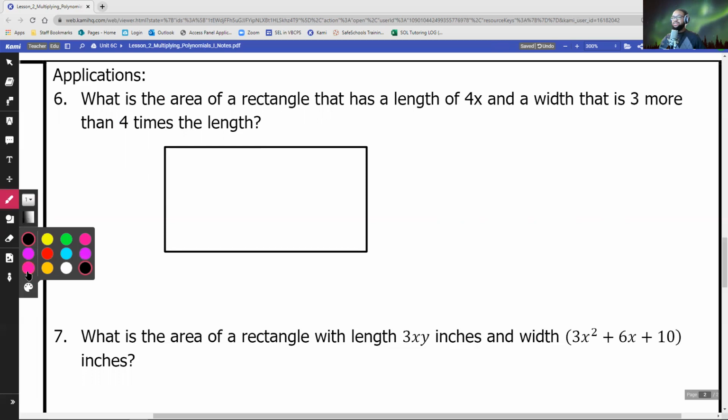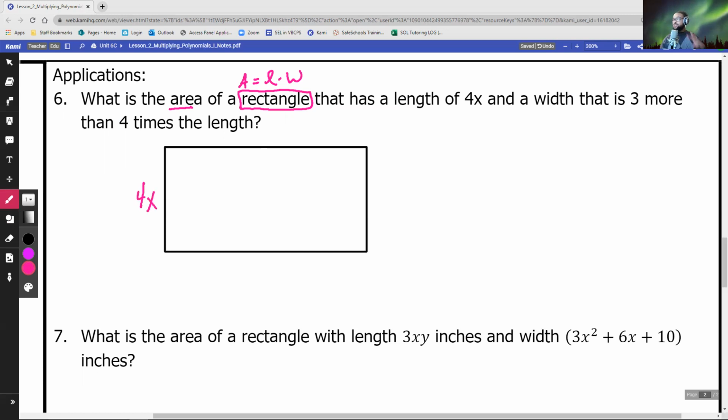Here's something that a lot of students get confused, just thinking back to those geometry things. The area of a rectangle has a formula. Area equals length times width. All right, we'll need that and we'll come back to that later. But let's get started. It has a length. It's 4x long. So, 4x.